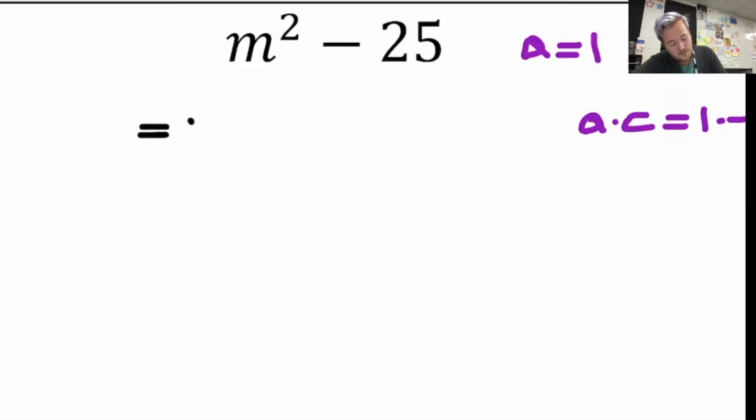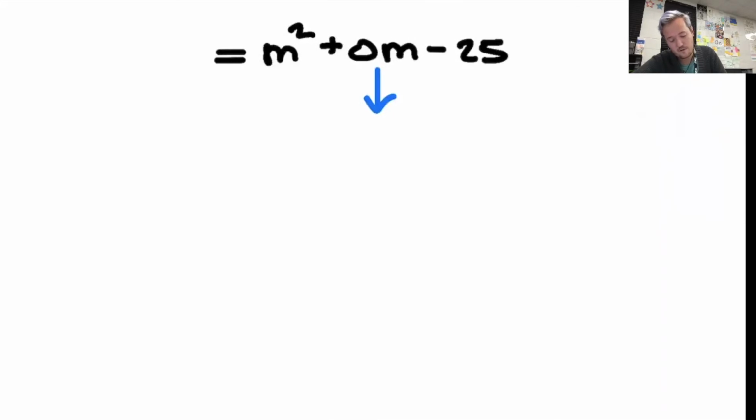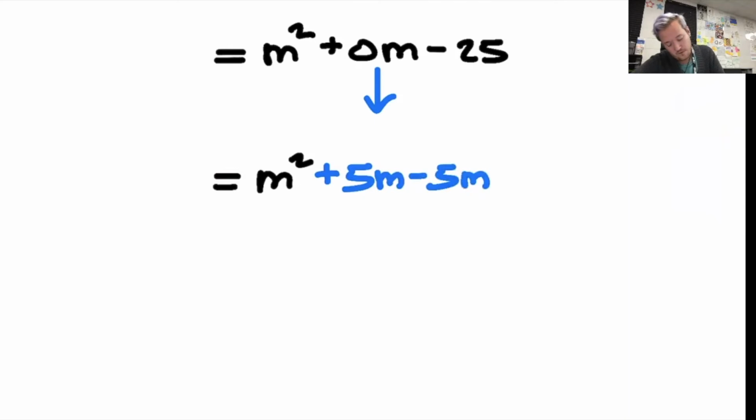All right, so first I'm going to rewrite it as m squared plus 0m minus 25. So that 0m right here, this is what's being split. So we're going to have m squared plus 5m minus 5m, then minus 25.